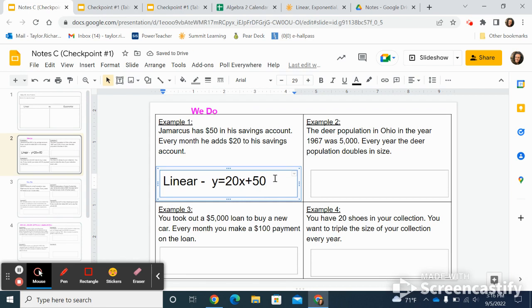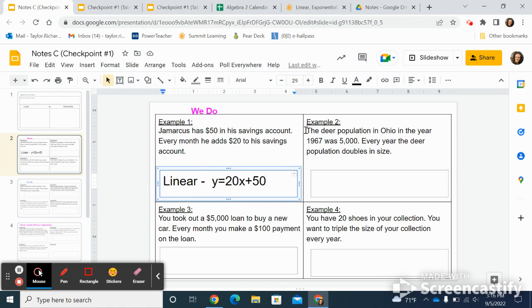So actually, this equation matches this word problem. It has my starting value of 50 and my rate of change of 20. And also, I know it's linear. So that's our objective right there. We just did it. We identified what it was, linear. We made an equation. All right, let's keep going.